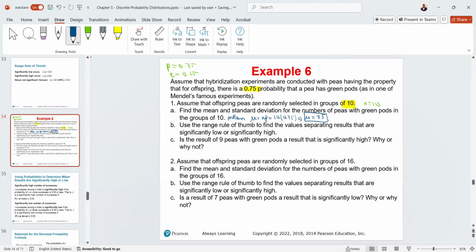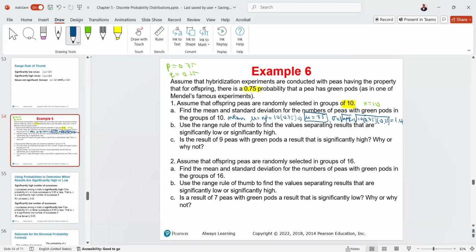All right. Now, we said also for the standard deviation, sigma is the square root of NPQ. That means the square root of 10 times 0.75 times 0.25. If you take this, multiply all of this, and find, remember Q, what is Q? Q is 1 minus P, so 0.25. It gives you 1.4.